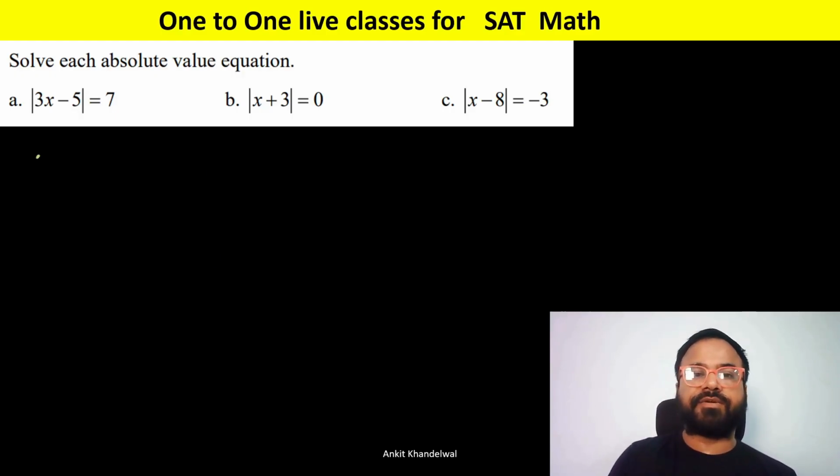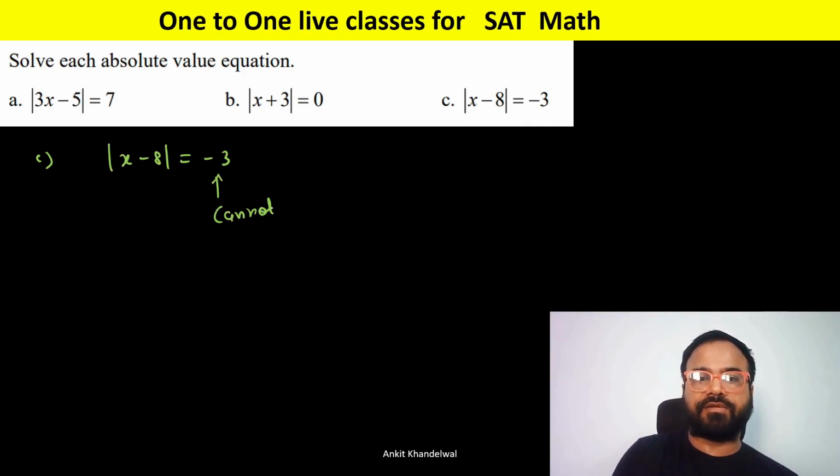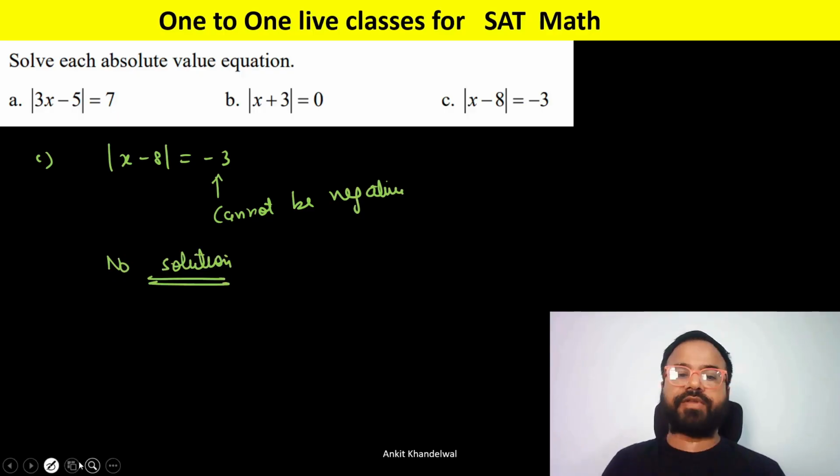Similarly, in the third equation, mod of x minus 8 is equal to negative 3. Negative is not possible over here. x minus 8 is equal to minus 3. This cannot be negative, right? So we will say simply no solution. We don't have any answer for this.